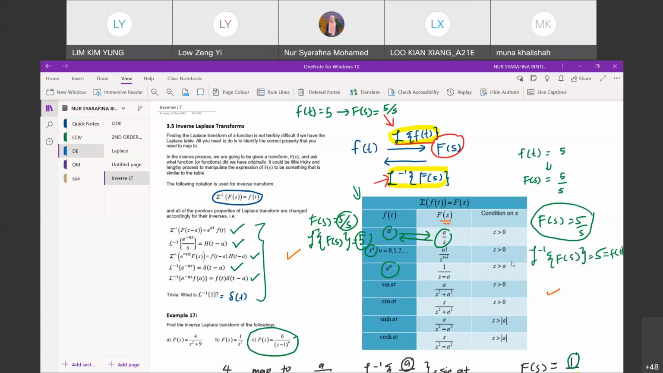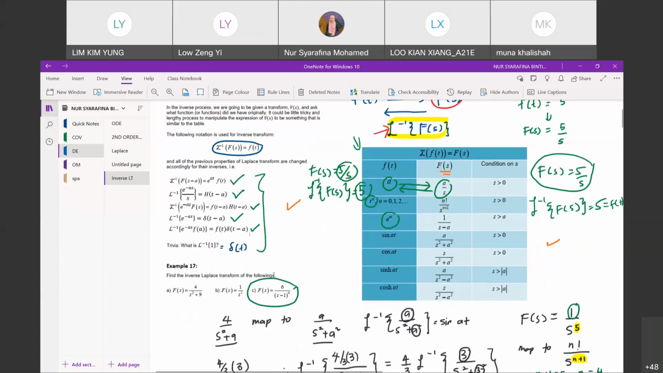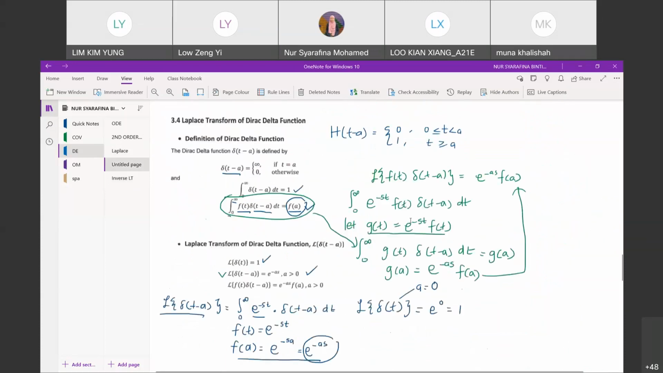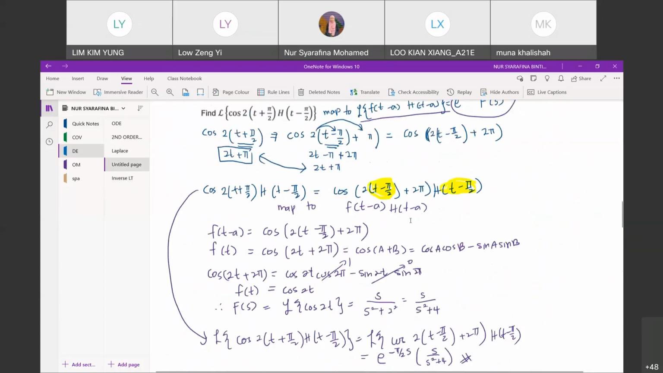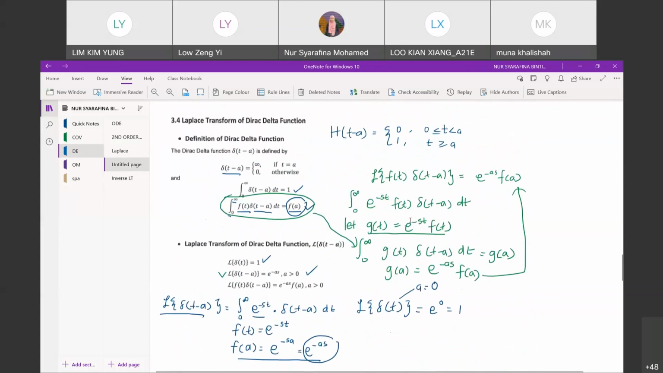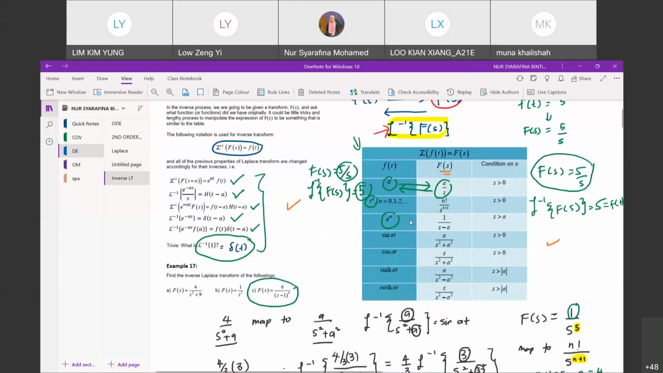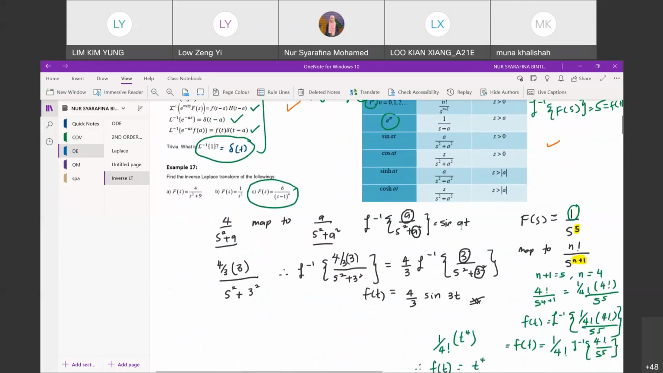Okay, so this is the inverse transform of 1. How can the inverse transform of 1 be the Dirac delta function? Because transforming the Dirac delta function equals 1. Where is the Dirac delta function? This one, here, right? Transforming the Dirac delta function equals 1. So the inverse transform of 1 will give you the delta function. Okay, clear or not? This is how you transform. Okay, any question?